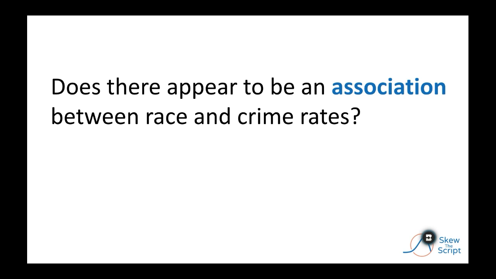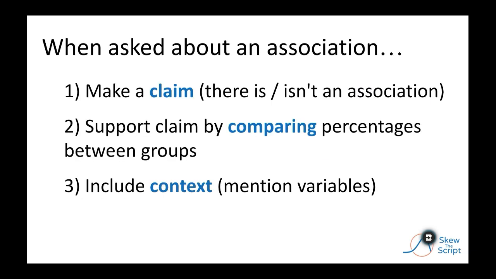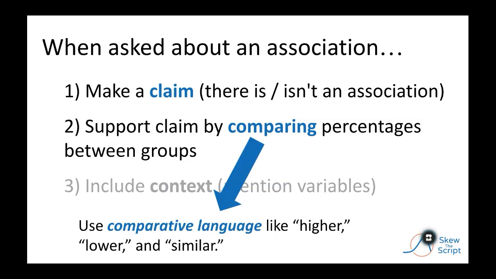So the question is whether there appears to be an association between race and crime rate. That word association means, do the crime rates differ among racial groups? When you're asked about an association, you'll need to do three things. Make a claim stating whether or not there's an association, support that claim by comparing the percentages, and include context by mentioning the variables involved. One key note here, when you're making the comparison, you'll need to use comparative words like higher, lower, or similar.